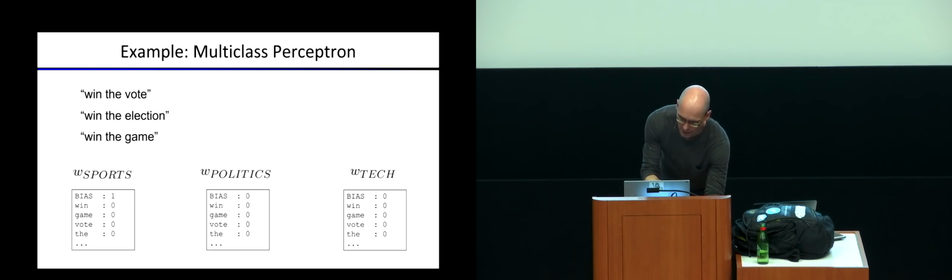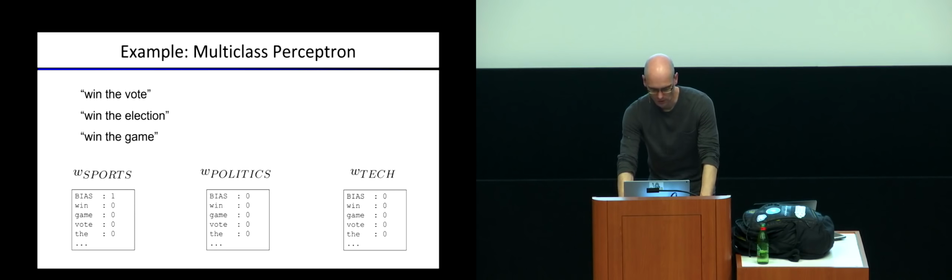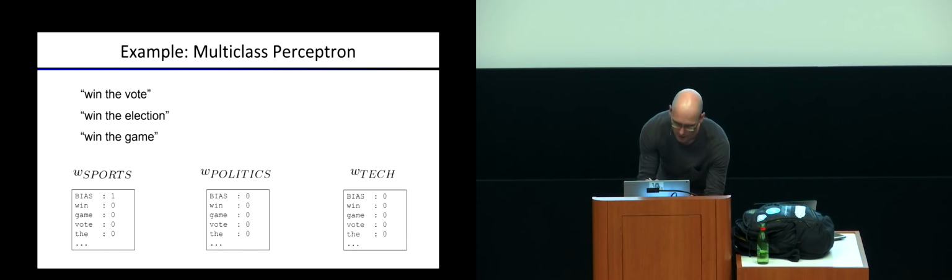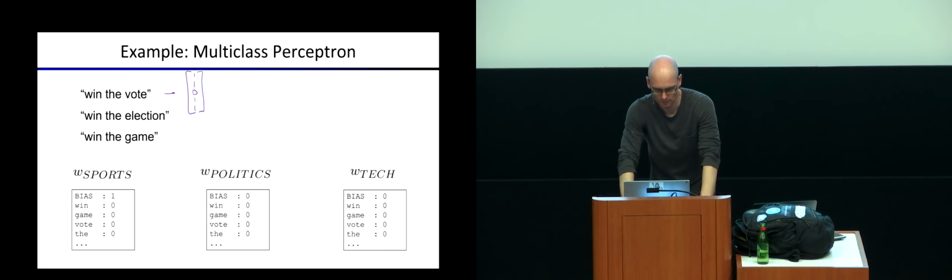Multiclass perceptron. We have currently three weight vectors, one for sports, one for politics, one for tech. And so we're trying to classify whether a sentence is about one of these three categories. We get in the first sentence, "win the vote." What would be the feature vector for this first sentence? Well, it'll have a bias term. It has win. It doesn't have game. It has vote, and it has the. So that's our feature vector for this sentence.